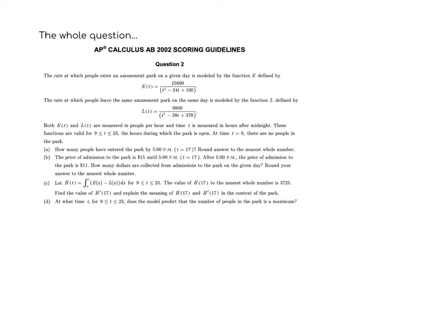All right, so let's recap the whole question. We're given a rate, this is the rate in, I told you this at the beginning, and the rate out. The units on that rate are people per hour, and we're measured 2 hours after midnight. We only care about 9 to 23 because that's when the park is open. In the beginning, there are no people in the park. How many people have entered the park by 5 p.m.? That's simply saying, okay, I know the rate at which they enter, so integrate my enter.